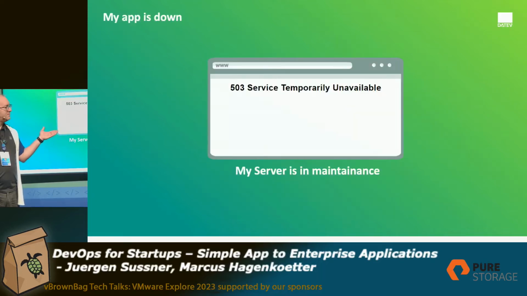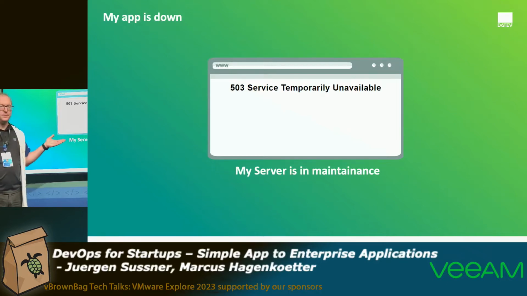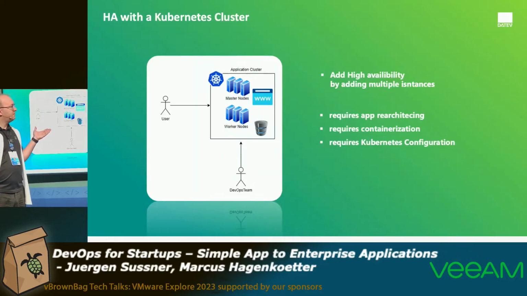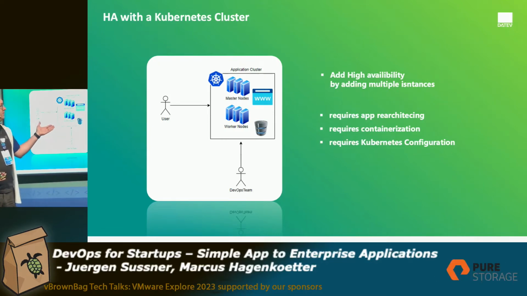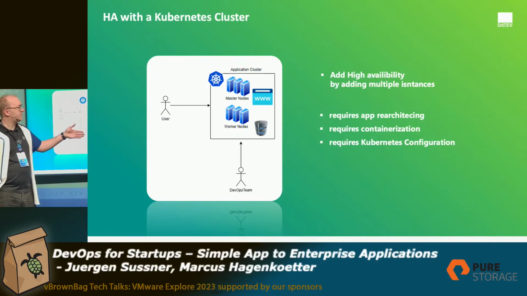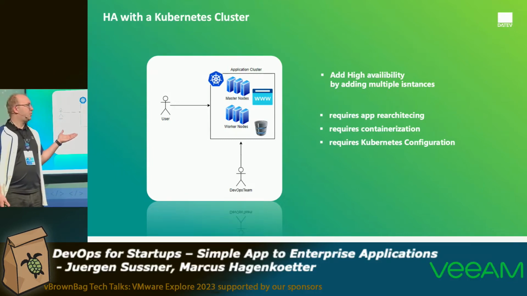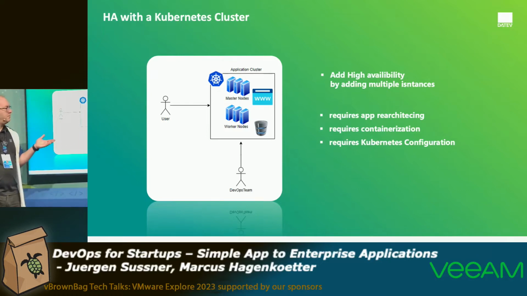But what happens? The application isn't available because the single instance server is in maintenance. So, okay, I heard about that thing called Kubernetes. It offers high availability. Put that application on a Kubernetes cluster. Okay, I have a highly available cluster, 3 master, 3 worker nodes, database here, application there. We have a highly available application, but it requires re-architecting the application, packaging in a container, and it requires the knowledge how to configure such a Kubernetes cluster.